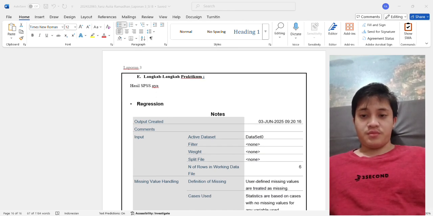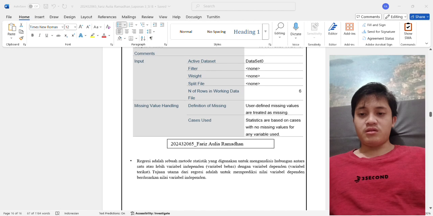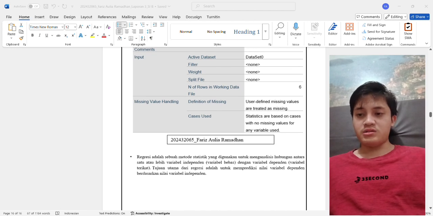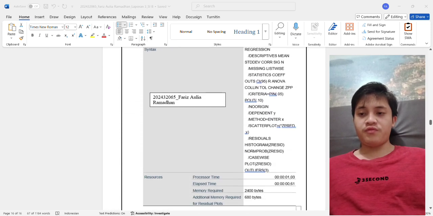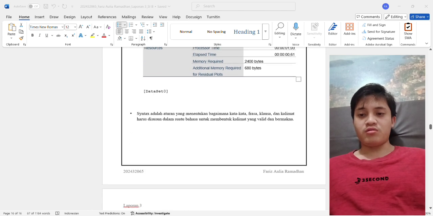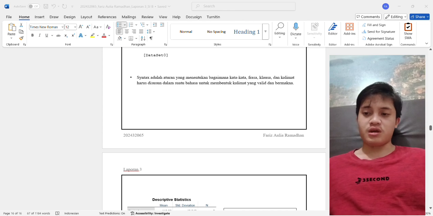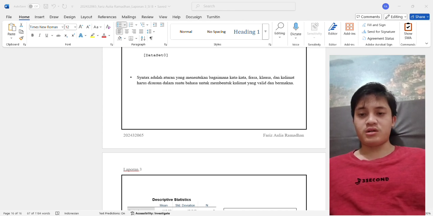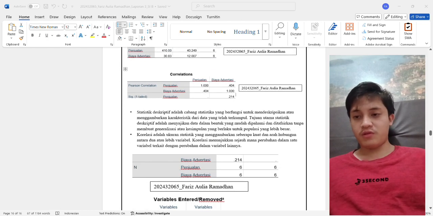A. Practical steps, SPSS research. Regression. Regression is a statistical method used to analyze the relationship between one or more independent variables, free variables, and dependent variables, bound variables. Syntax is the rules that determine how words, phrases, clauses, and sentences should be arranged in a language to form valid and meaningful sentences.